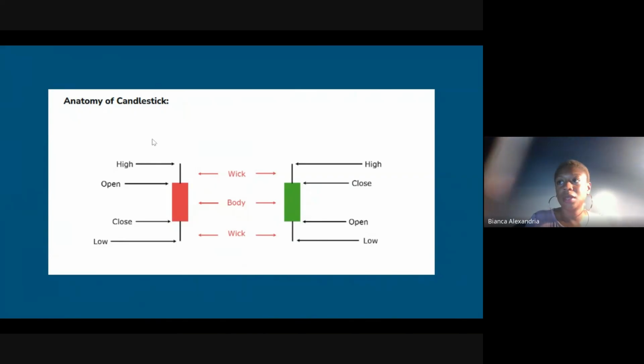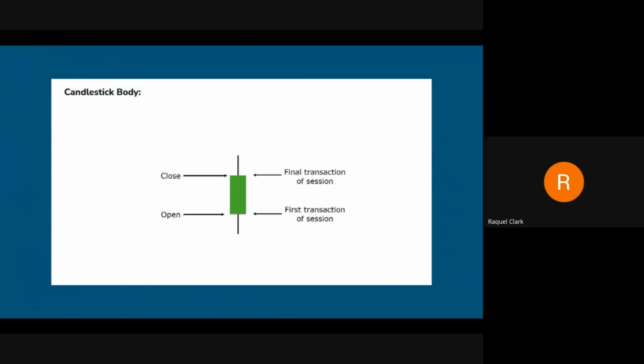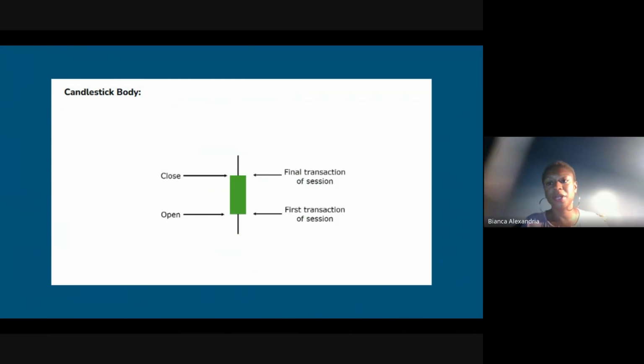Like we just discussed, this is the close and this is the open, the first transaction of the session or the time frame. It doesn't necessarily have to be Asian, London, or New York. It can be the 1 minute candle or the daily candle. You know that green is bullish and red is bearish. For mine, when I share my screen, my bullish is a purplish blue and my bearish is more of a pink. But I feel like we get the idea of that one.